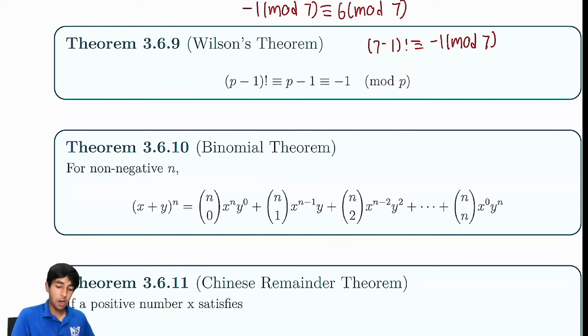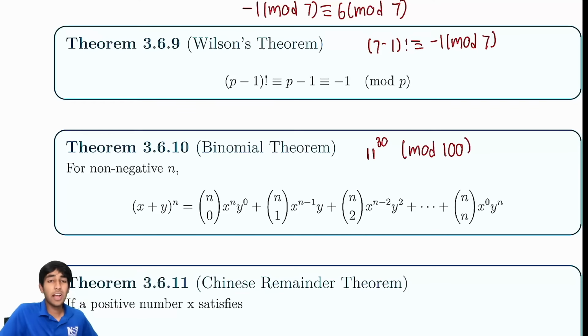Now, binomial theorem. And you might be like, why is this number theory? Basically, (x plus y) to the n is n choose 0 times x to the n y to the 0, plus n choose 1 times x to the n minus 1 times y, and so on all the way till n choose n, x to the 0, y to the n. So let's say we're trying to find the value of 11 to the power of 30 mod 100.